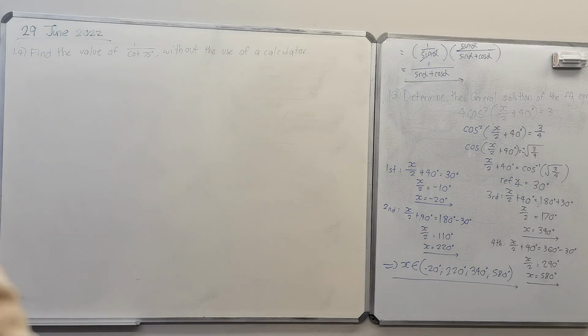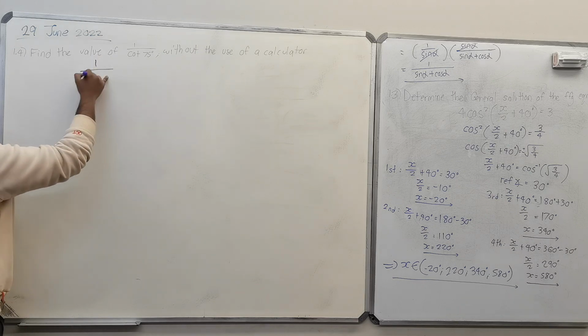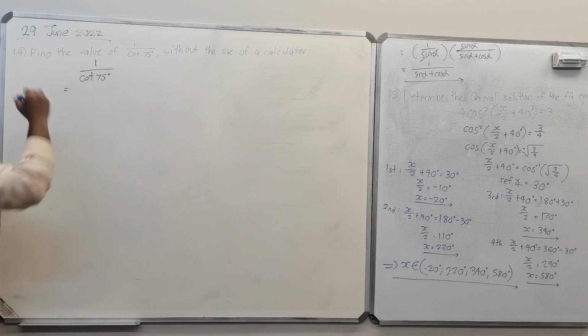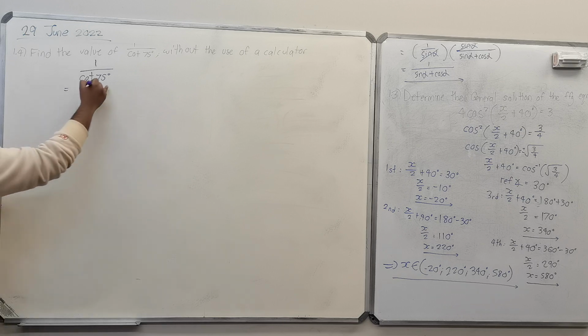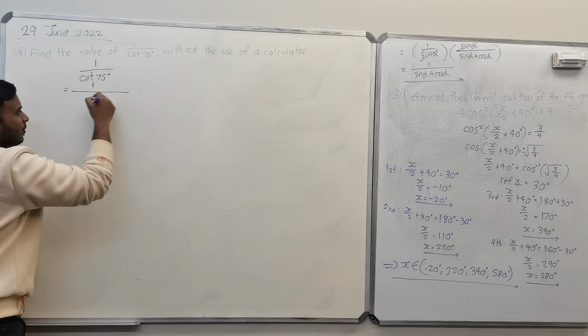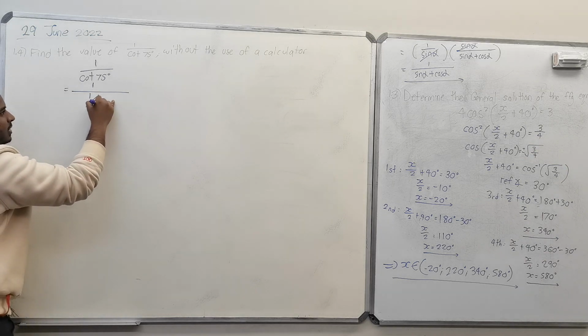This is a question. Find the value of 1 over cot 75 degrees without the use of a calculator. So, 1 over cot 75 degrees. What is cot? It's just 1 over tan. So this would be 1 all over 1 over tan.